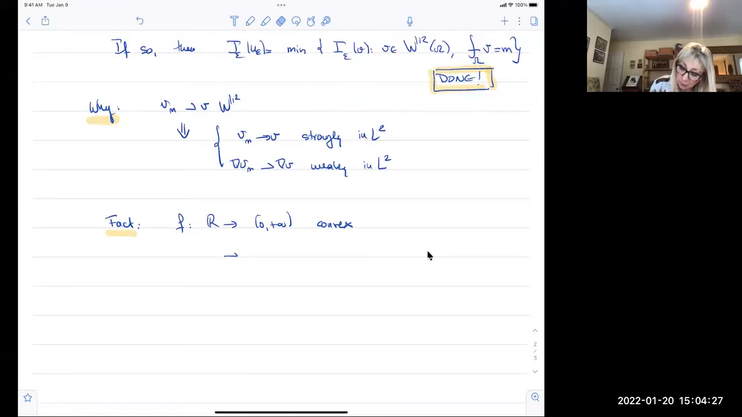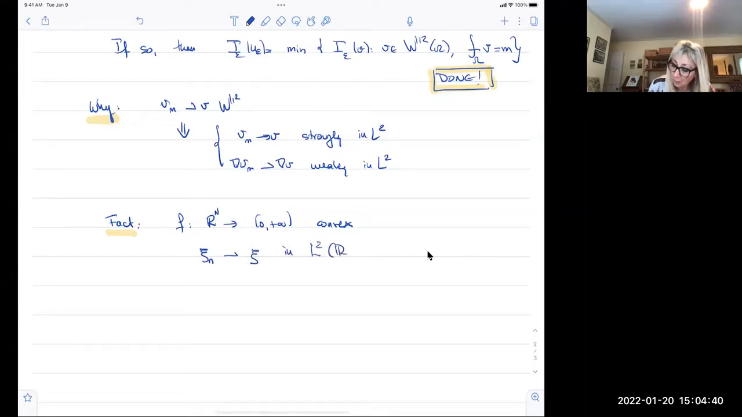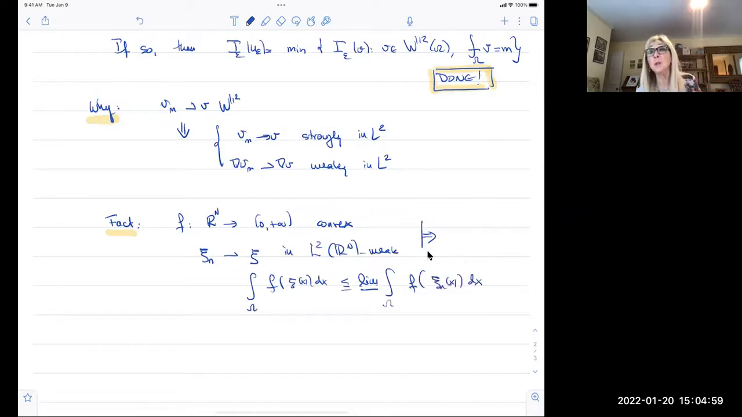Let's put it actually in R^n. Suppose that you have a sequence of vectors c_n in R^n converging to c in L2 weak. Then we know that the integral of f of c(x) dx is below the limit inf of the integral of f of c_n(x) dx. Actually, that's an if and only if.